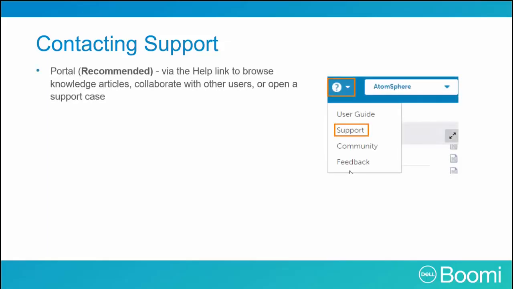Now that you have a general understanding of some of our self-help options, let's take a look at your third option, Boomi Support. The support portal is the recommended method for contacting support. You can access this via the help link to browse knowledge articles, work together with other users, or to open up a support case. You also can contact support directly by sending an email to support@boomi.com to open a support case.